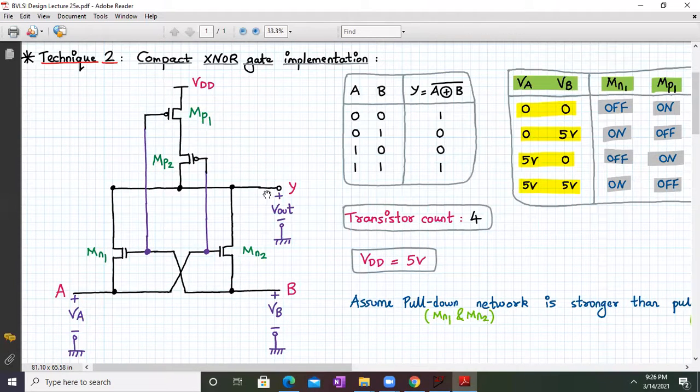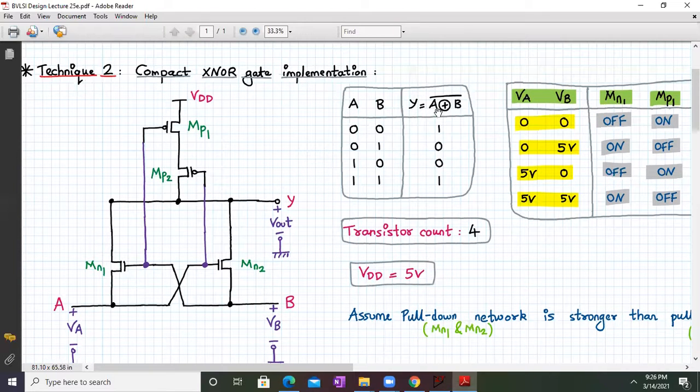The output is taken from here, which is marked as Y, or in terms of voltages, V out. The number of transistors required to implement this compact XNOR circuit is 4, and we are considering VDD to be 5 volts. Now, all of us know the truth table for the XNOR gate: whenever both the inputs are the same, the output is 1, else the output is 0.